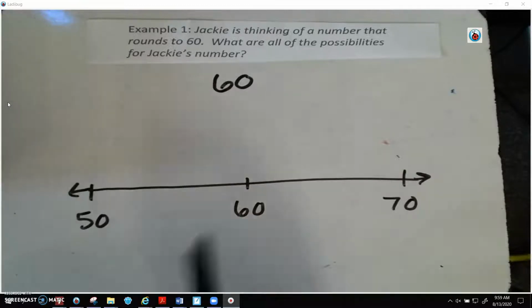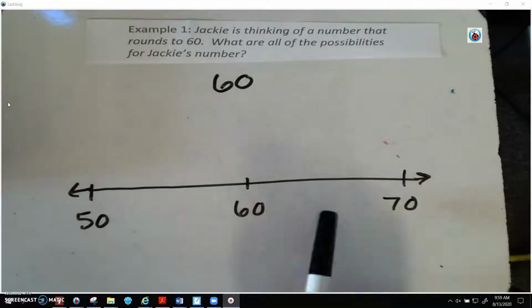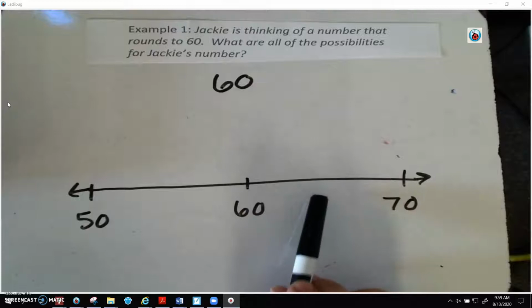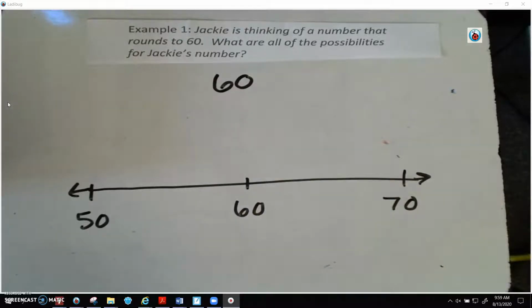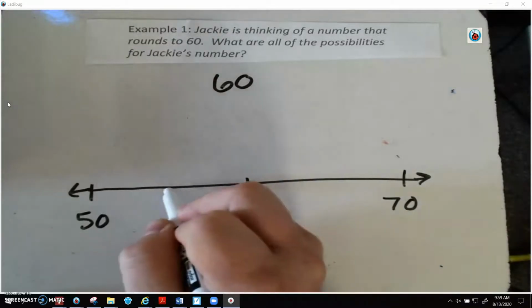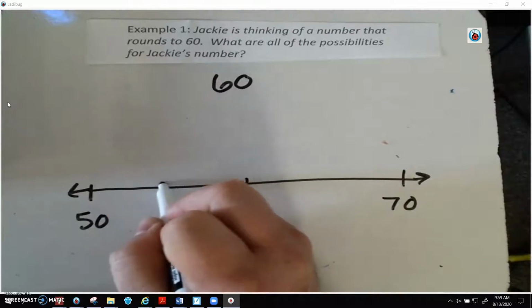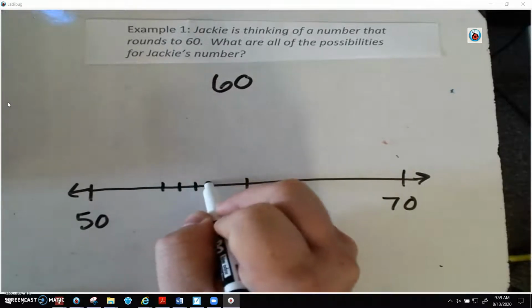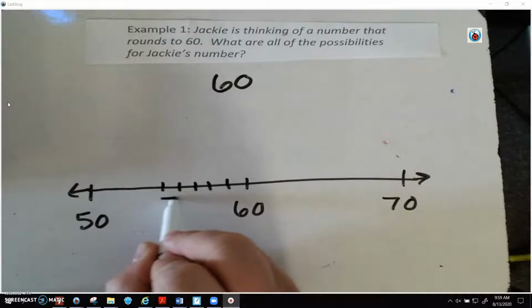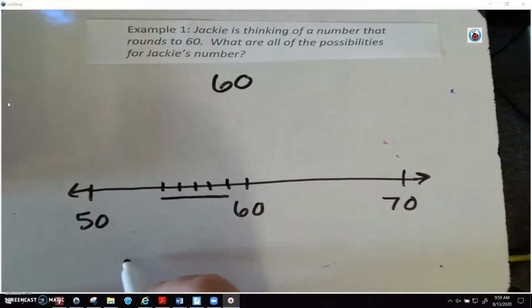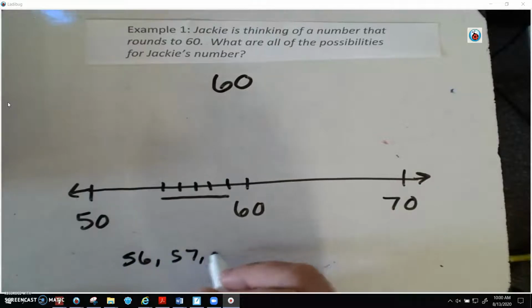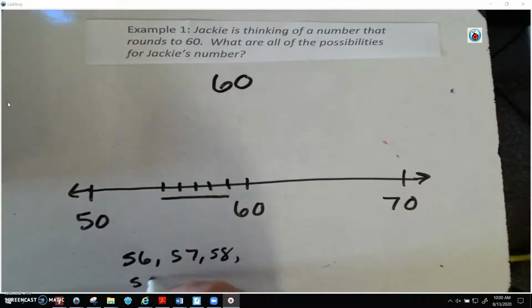Jackie's number could be less than 60. Could be kind of around here, or it could be greater than 60. I know that if I had 56, 57, 58, 59, I know that all of those numbers are going to round to 60.